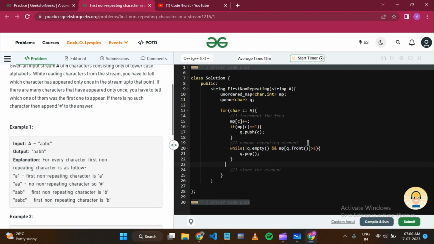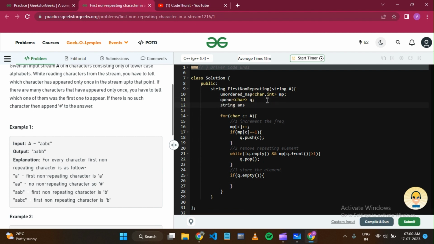Now what was the third step? We have to store the element. If q is empty, then there is no element which is non-repeating. We also have to take our answer string. We have to add hash in our answer if the queue is empty. If the queue is not empty, else we have to take the front element of the queue as our answer. Now we will return our answer.